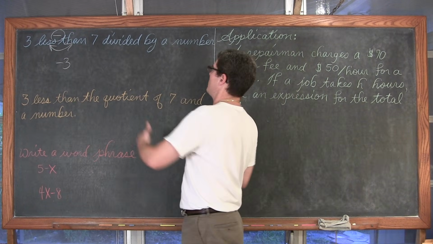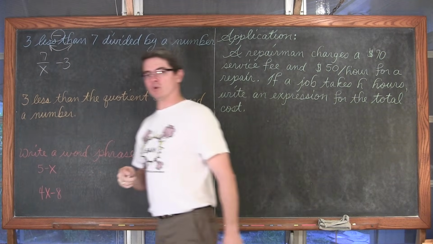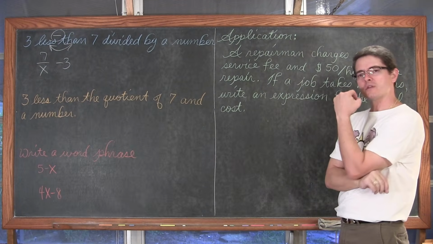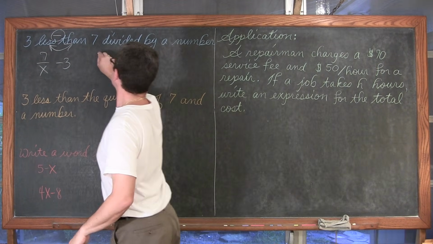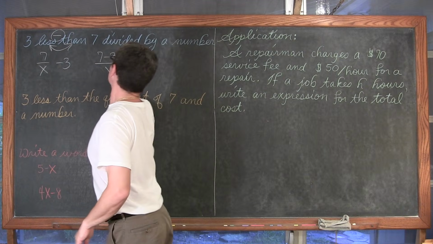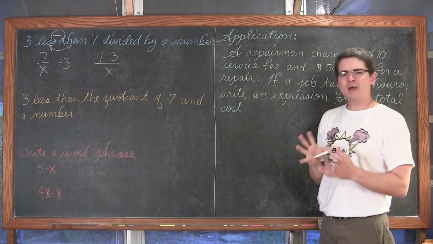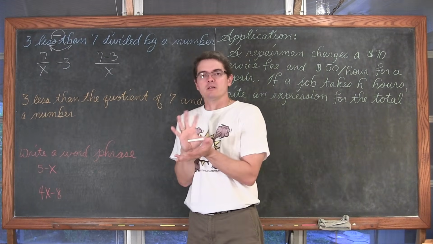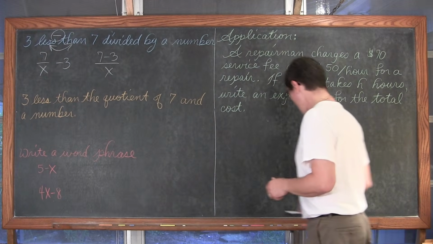7 divided by a number. Pretty simply worded, just take 7 divided by a number. Or is it 3 less than 7 divided by an unknown value? See, the way it's worded leaves a little bit of ambiguity, a little bit of unclarity to it. It's unclear which of these two are truly correct.